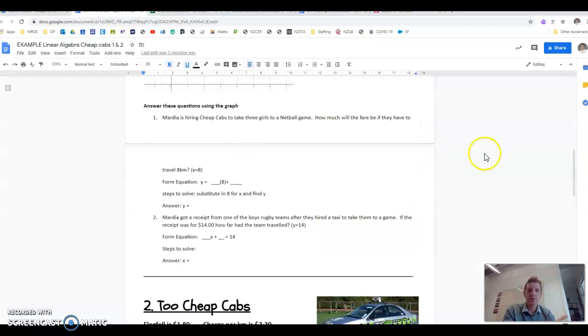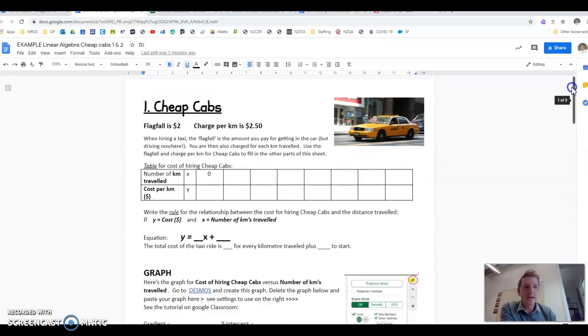Hey guys, today I want to talk you through the activity I've given with the taxi cabs. What I've got here is the doc that I've asked you to work on and to submit. I'm going to go through the first example and then show a little bit about how to do the merit part. There are a few things there that I think are important to know.